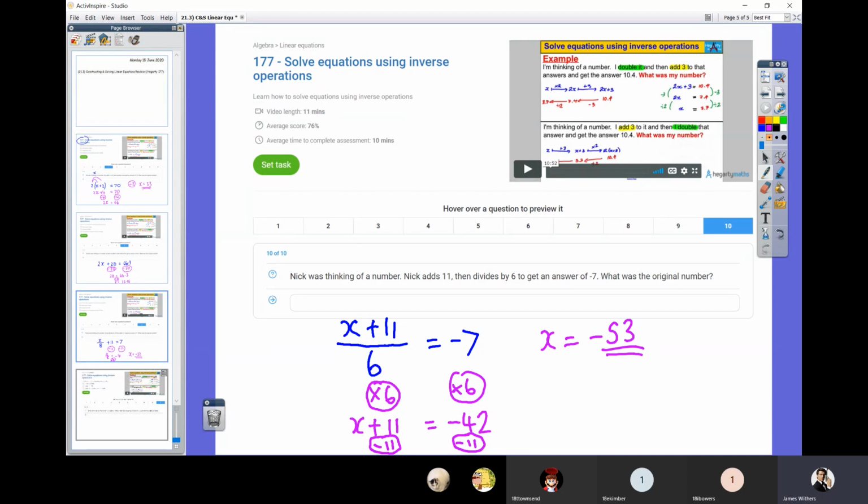Now it'd be interesting to see how you get on with these. I think these are quite tricky, but we will see. Let's see how you guys get on.